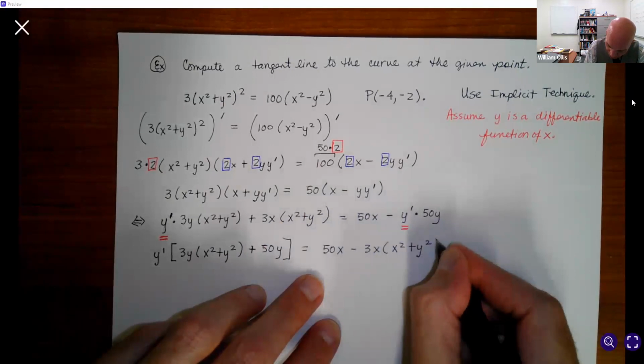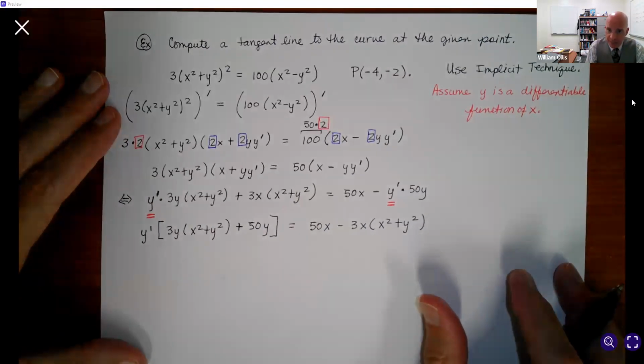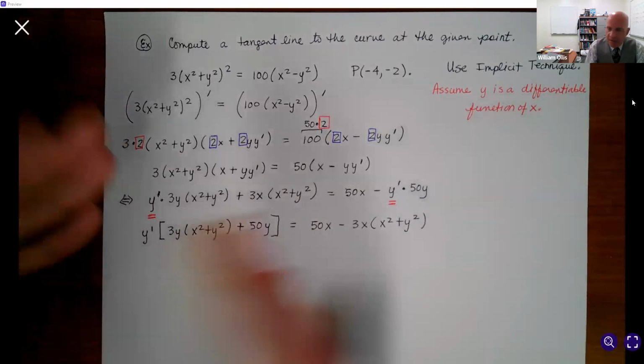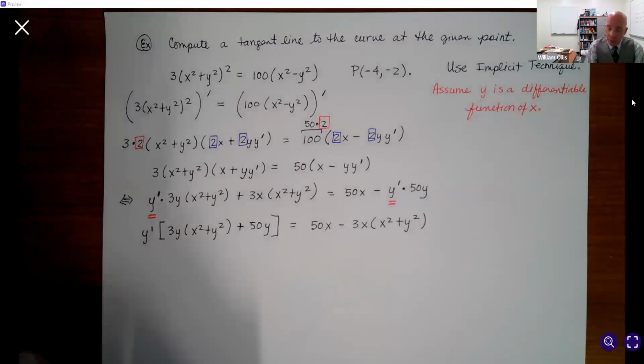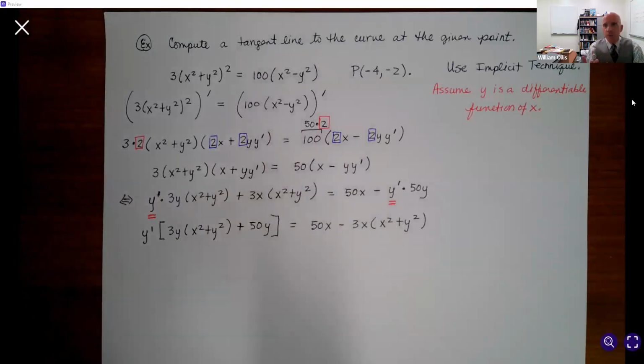So I think most calculus students are happy with the implicit technique because you don't have to learn any new calculus. It's just an algebraic maneuver. And not overly difficult, but a little bit different from what you've been doing.